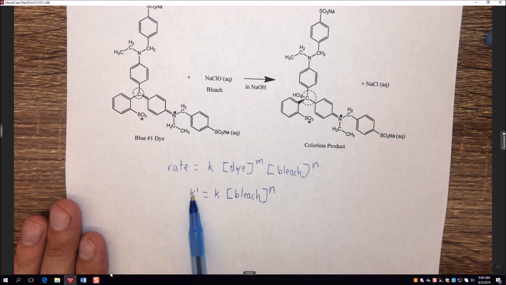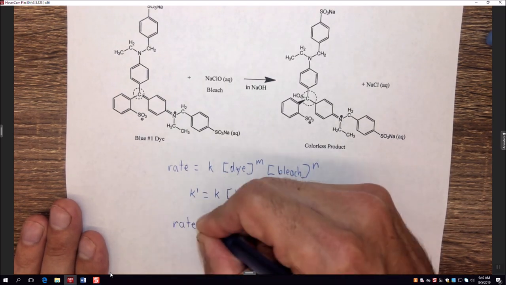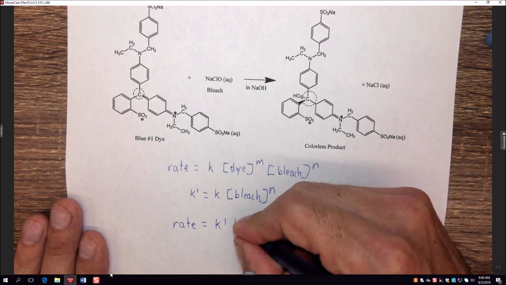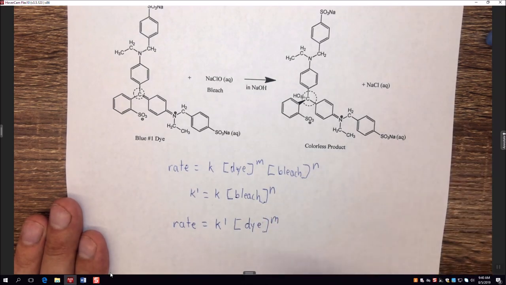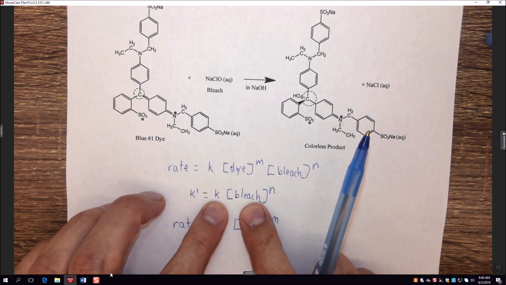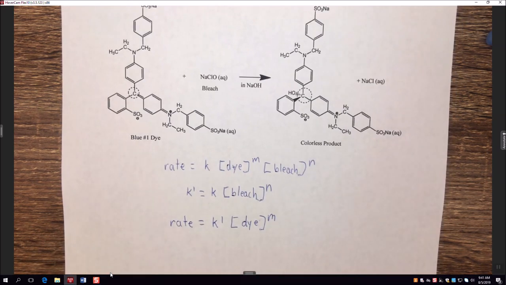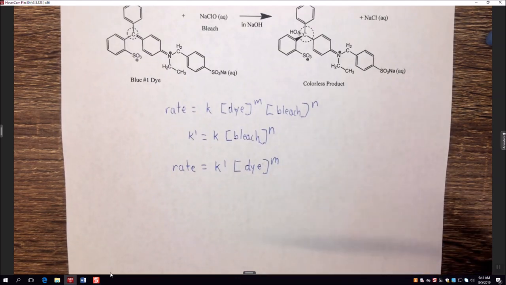Specifically, if I substitute in k prime for k times the concentration of bleach to the n, I get a new rate law, which is rate equals k prime times the concentration of dye to the m power. So the bleach to the n and k are in k prime, so now I get this equation. Well, now I'm going to monitor the concentration of dye by spectroscopy. And you've done spectroscopy before, so we're going to shoot visible light, in this case 630 nanometer light, which is an orange color. And the blue food coloring is going to absorb that orange light.